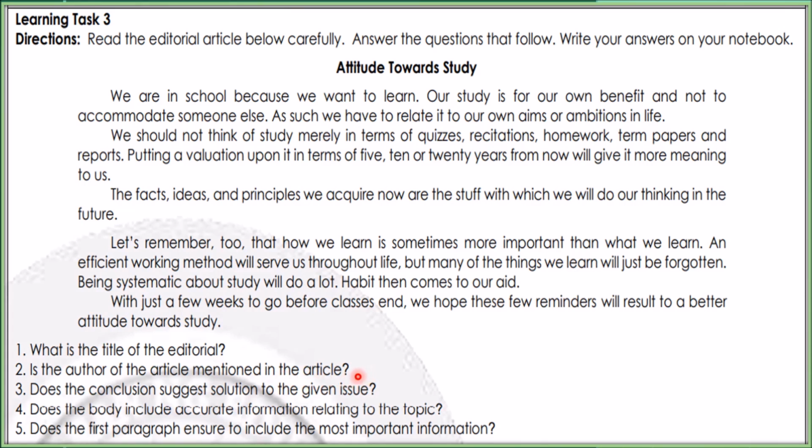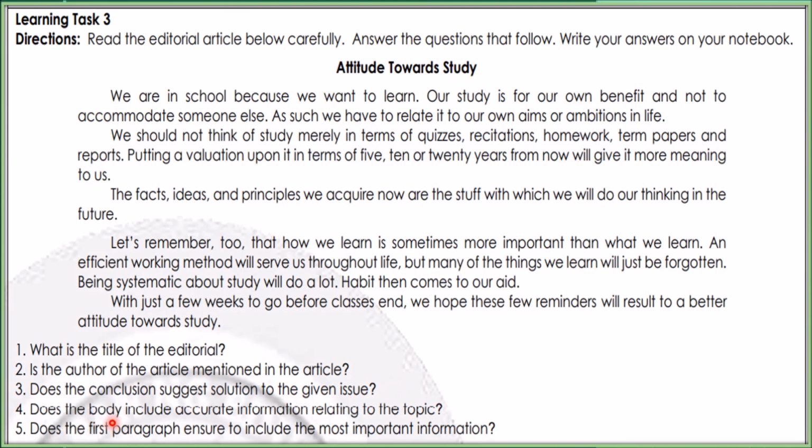Yes, the author is not mentioned there. So your answer is not mentioned. So, no. Okay, not mentioned there. So, in number 3, does the conclusion suggest solution to the given issue? Yes, there are suggestions there, di ba? We hope that these reminders will result for a better attitude towards study, like that.